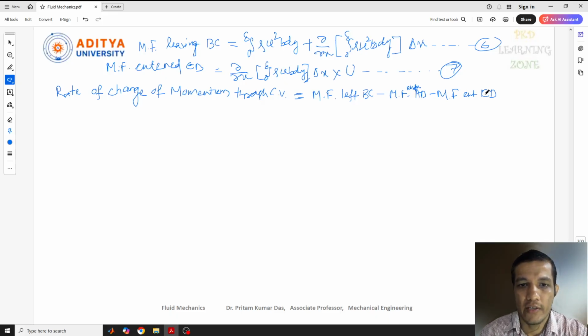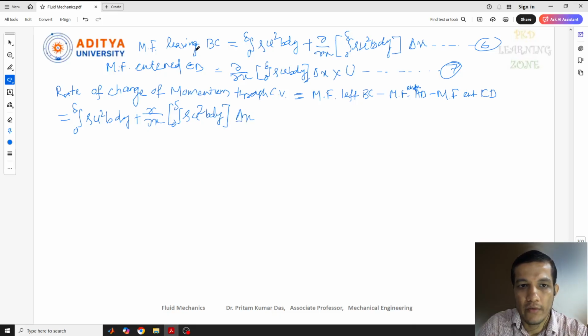Now all these equations we need to keep in this concept of rate of change of momentum through the control volume. So what are the equations we got? We just need to write all these equations and we can solve it. First, BC contains two terms, so I'll write starting from here: integration 0 to delta, rho u square b dy, plus del by del x bracket start 0 to delta, rho u square b dy bracket close delta x.